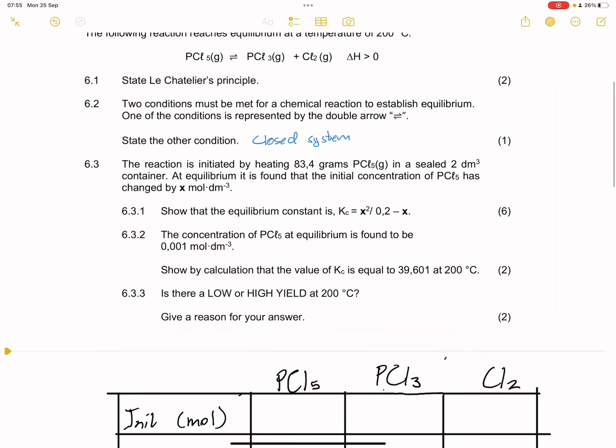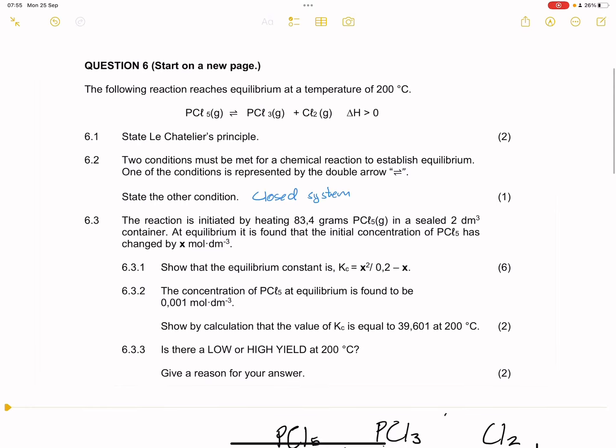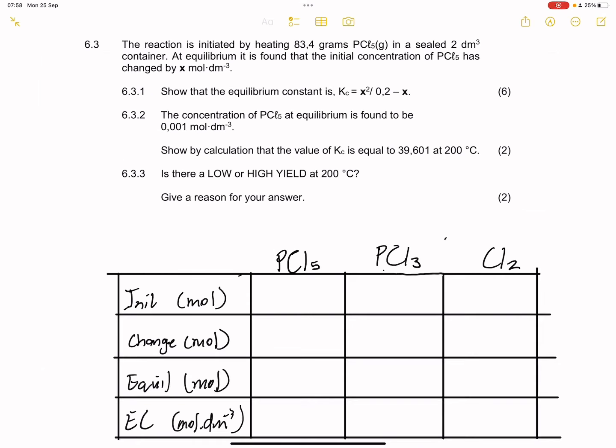Now if you look at this, we started with an amount of PCl5. It was given to us in grams, and of course we're going to have to check our periodic table. I'll see if I can find one as quickly as we possibly can. So we started with an amount in grams, and we need that to be in moles. Let's go and check on our periodic table.